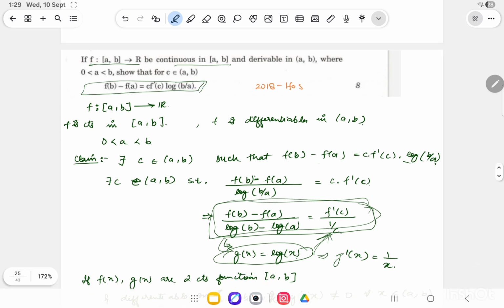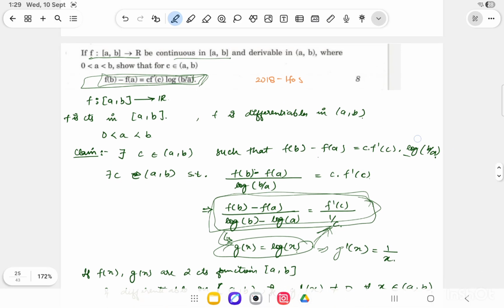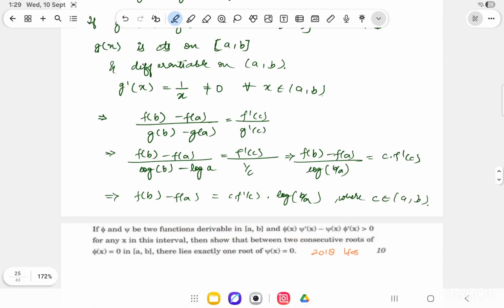So usually in mean value theorem, the first thing you can do is see what we are supposed to prove and simplify it, to see if there is any theorem which you can directly apply on it rather than just solving it directly. So let's move on to the next question.